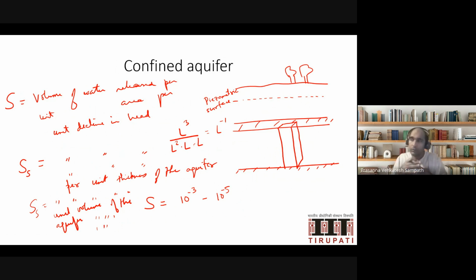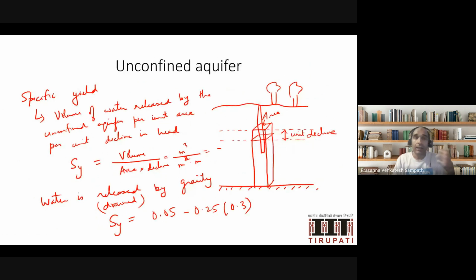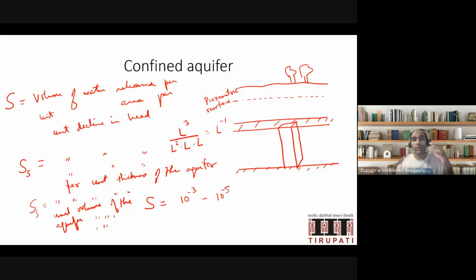Now, obviously, there's a question that comes up in our mind. Why is the storage coefficient so different between a confined aquifer and an unconfined aquifer? The explanation for that is the process by which the water is released from storage. In the case of the unconfined aquifer, we just mentioned that the water is released by gravity. But in the case of the confined aquifer, the process by which it is released is a little bit different. So I'll just describe it in a sentence, and then I have a long derivation that I will do, which will establish the case more strongly.